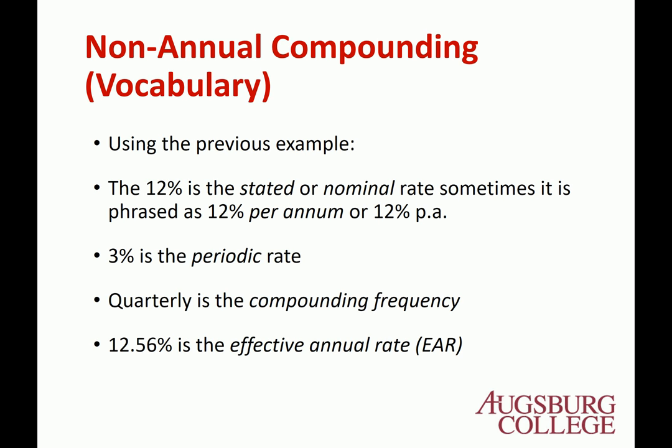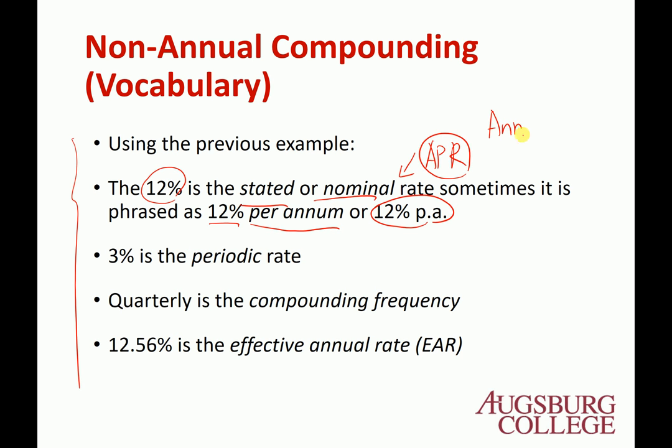So there is some vocabulary here. Using the previous example, the 12% stated rate, also called the nominal rate, also called 12% per annum, PA, is also called the APR, annual percentage rate.